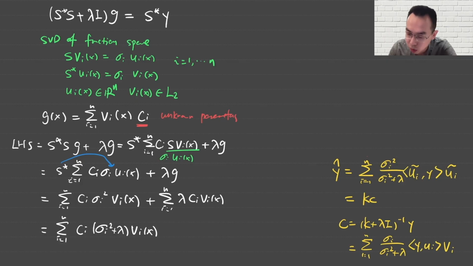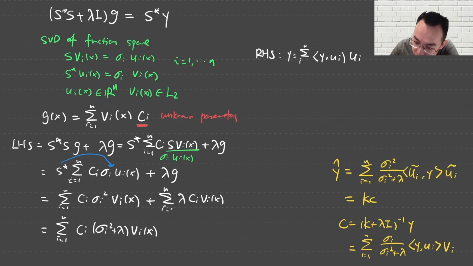So now let's take a look at the right-hand side. We write out the vector y in terms of the singular vectors. So y we can write as the summation of the dot product between y and ui, times ui. So y is just an n-dimensional vector, and we can expand it in this way, as we can do for any vector in Rn.